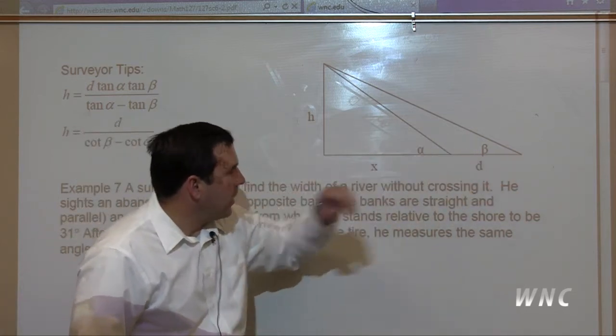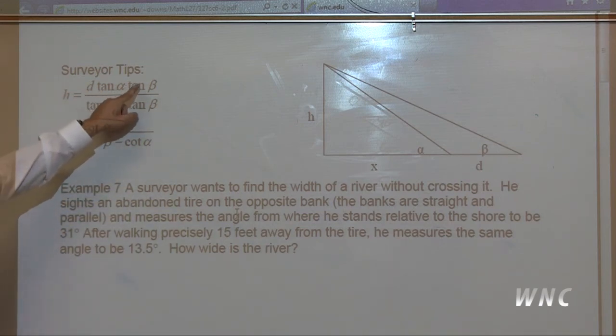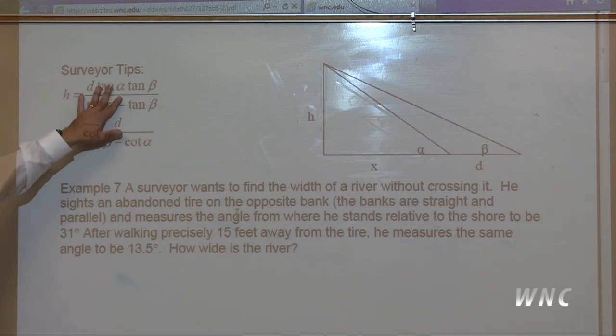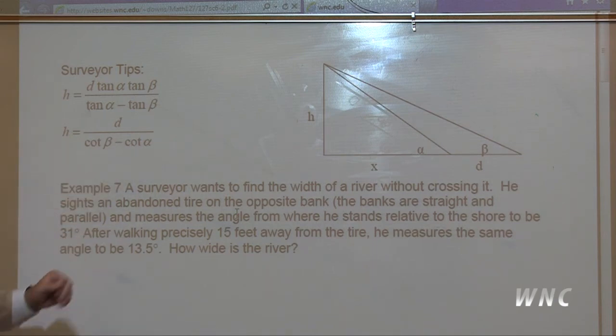Angles alpha, angles beta. We have this relationship. H would be d, that d down there, times tangent alpha times tangent beta over tangent alpha minus tangent beta. H could also be, you can manipulate this, work it around to where h is d over cotangent beta minus cotangent alpha. So using this knowledge, we're going to work on this problem.